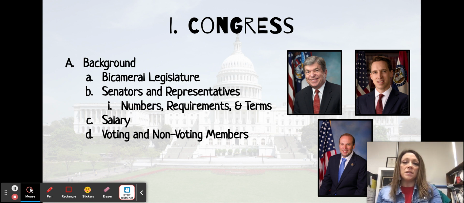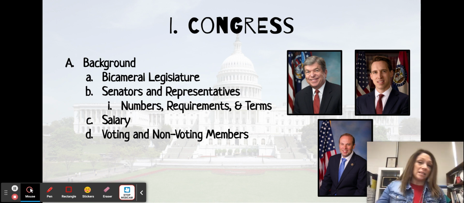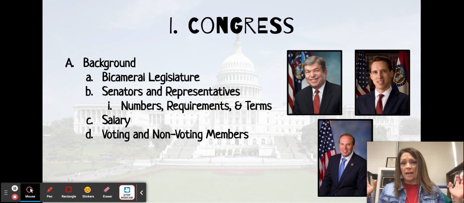So it's important to remember that while they do have terms, a length of terms that they serve, they don't have a term limit. So if you can get elected 35 times and you want to be a member of the House of Representatives for your entire life, then you can. There is no term limit in Congress.